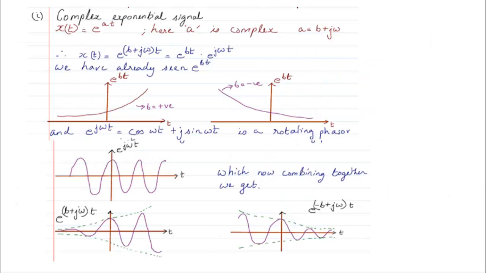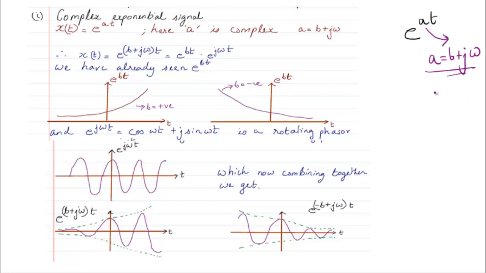Next, we look at the complex exponential signal. In the case of a complex exponential signal, it looks just like a real exponential signal, but here the value of a is some complex value. For example, a can be some real value plus some imaginary value, and that makes it complex.